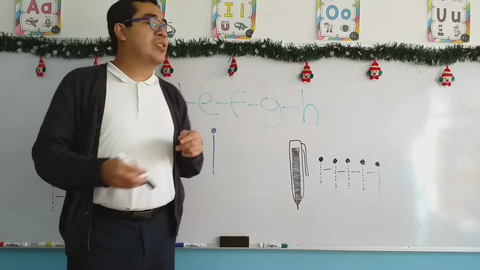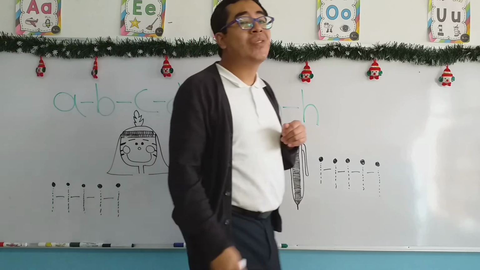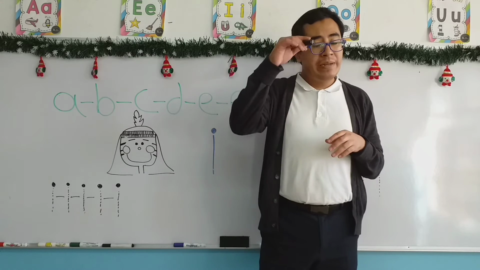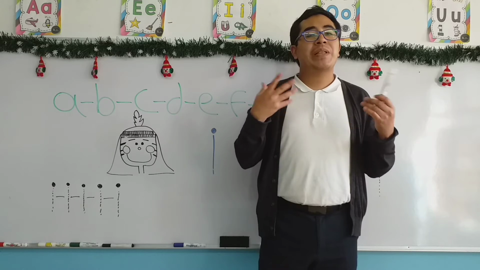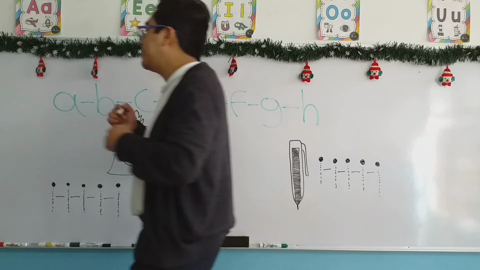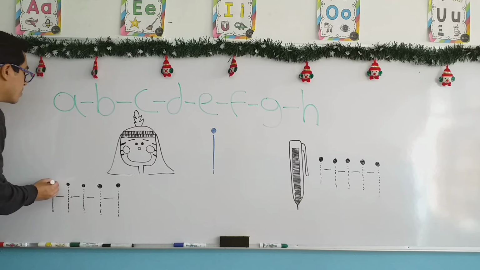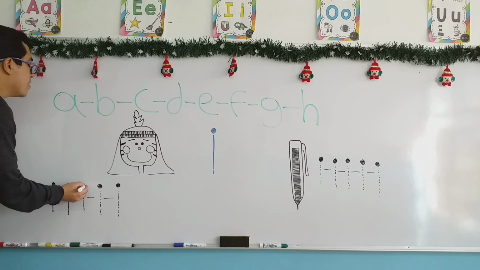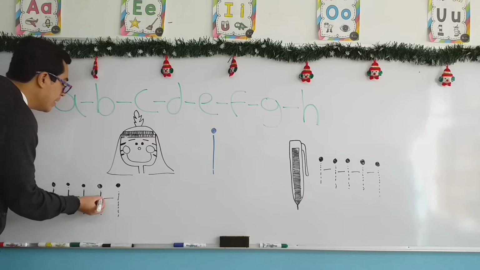No se les olvide, chicos, que ahorita que vamos a comenzar con nuestro trazo de la letter I en forma minúscula, mientras la trazamos, no se les olvide repetir su nombre para que de esa forma no se nos olvide. Small I. Small I is for Indian.